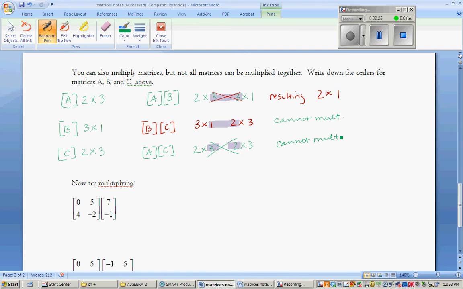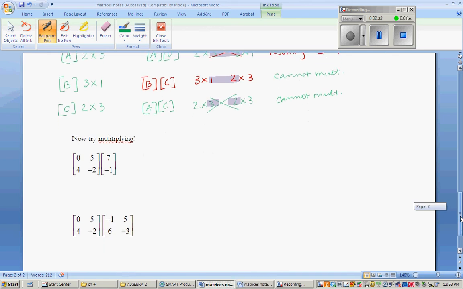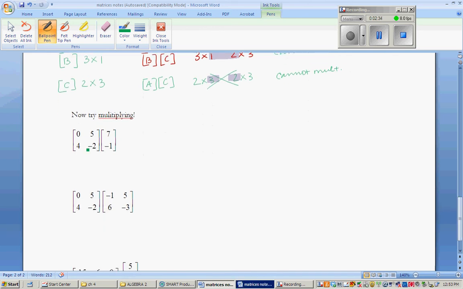But what happens when you can multiply? It takes a little getting used to. We're going to check out this first little arrangement. This is a 2 by 2 times a 2 by 1. Since these two central numbers are the same, we can multiply them. And what we should know is that at the end, we're going to get a 2 by 1 matrix. So 2 rows, 1 column is what's going to happen.